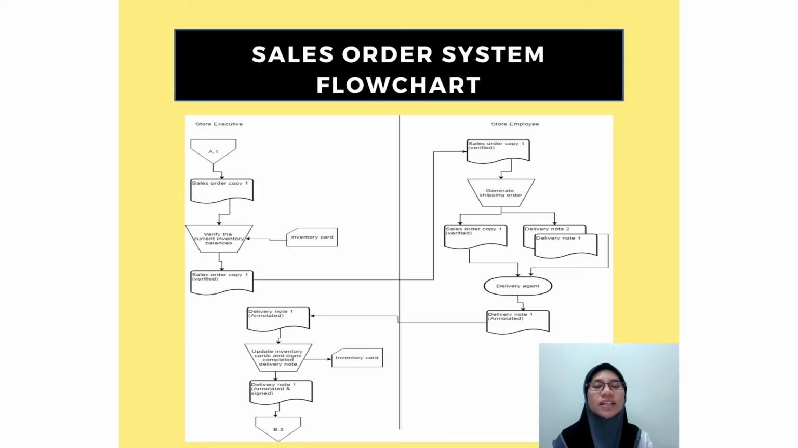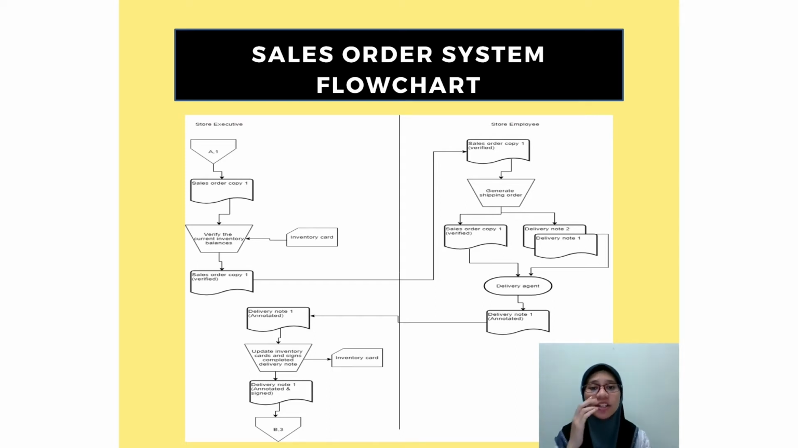After the store executive receives the sales order copy from the sales officer, he will verify the current inventory balances and then produce a verified sales order copy. The verified sales order copy will be sent to the store employees for them to generate shipping orders. The store employees will also produce 2 copies of delivery notes, which will be given to the delivery agent with the verified sales order copy.